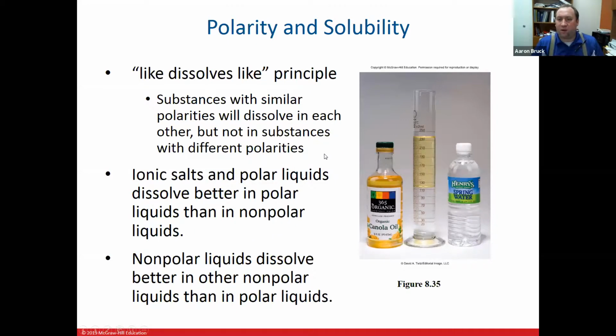Now, why does this matter? Where does this come into play? Well, polarity has a lot to do with solubility. With solubility, we like to use a principle called like dissolves like. What that means is that substances with similar polarities are going to dissolve in each other, and ones with opposite polarities are going to tend to repel each other. So if I have a polar molecule, it is going to dissolve in other polar molecules. If I have a nonpolar molecule, it's going to tend to dissolve in other nonpolar molecules. And generally speaking, polar molecules and nonpolar molecules do not mix with each other.